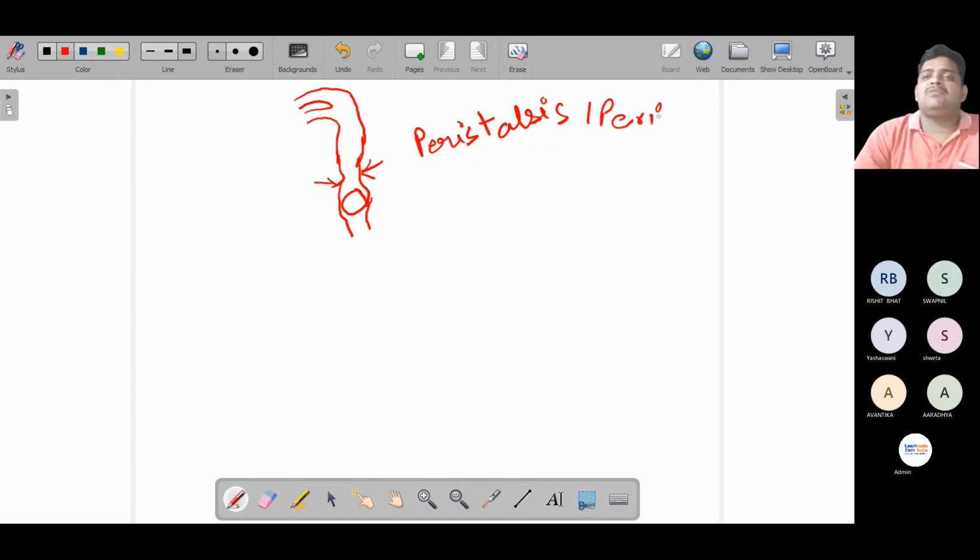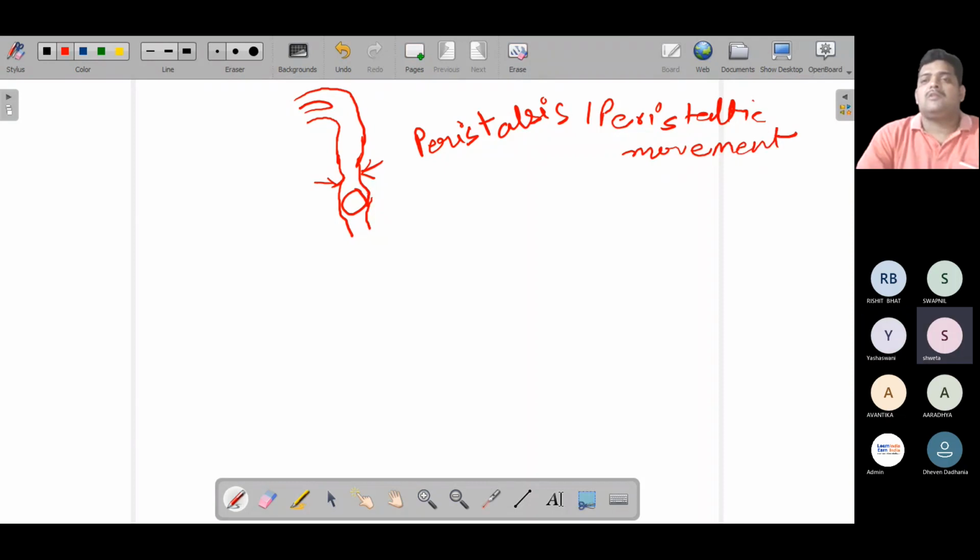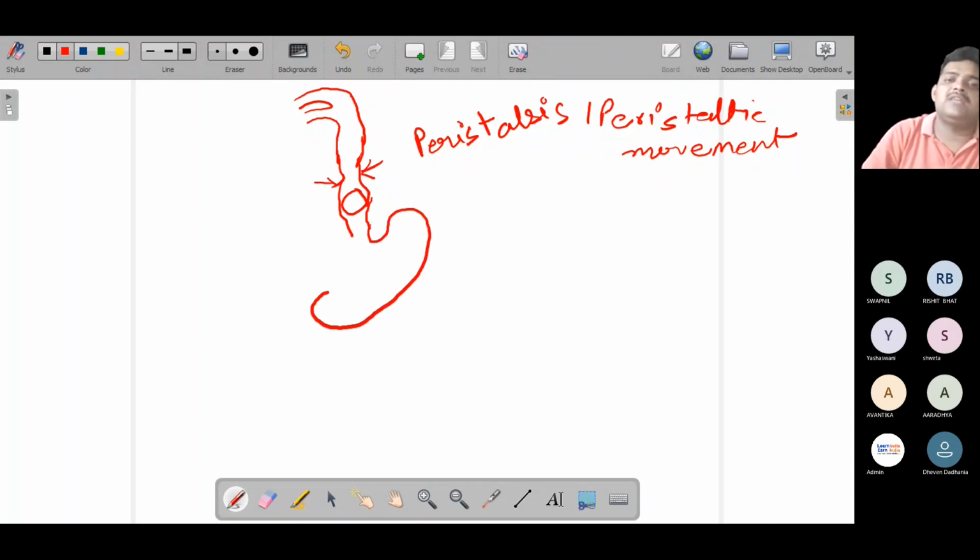Okay, so after this, where does the food go? Sir, in the stomach. Yes, stomach. So after this, the food enters our stomach, which is a J-shaped organ. It is shaped like J. You can see I'm drawing a J like this. So food enters into this J-shaped organ, which is our stomach.